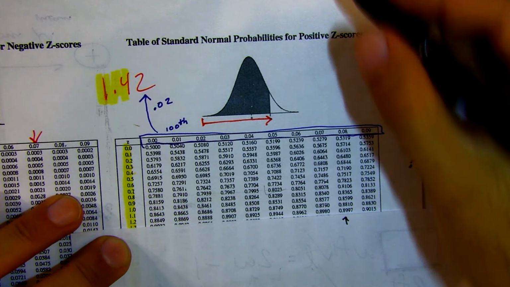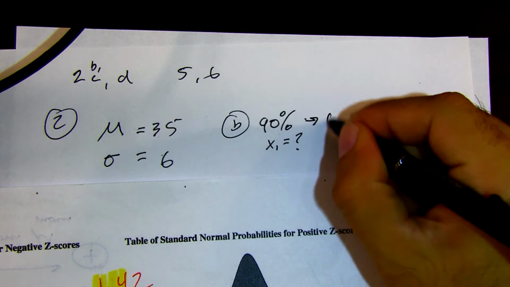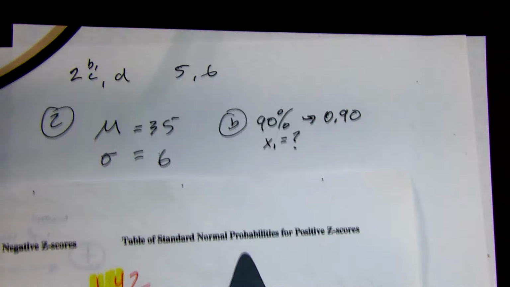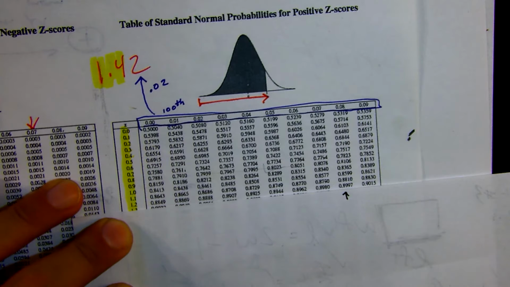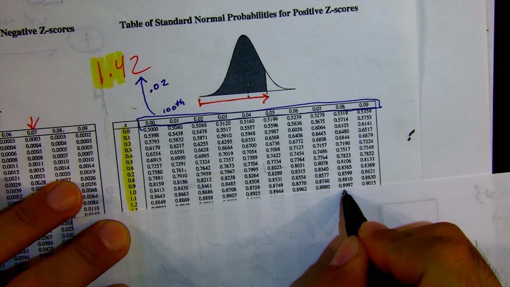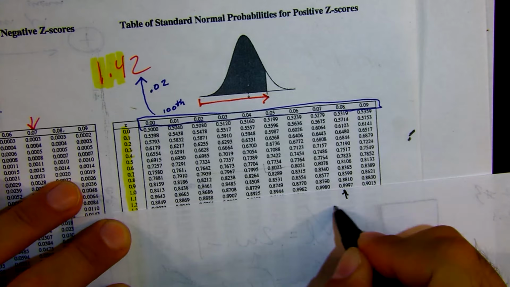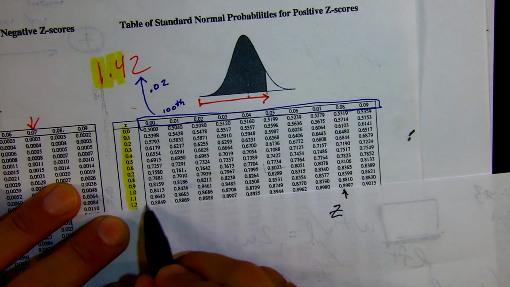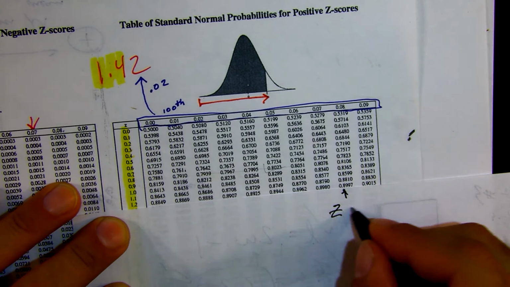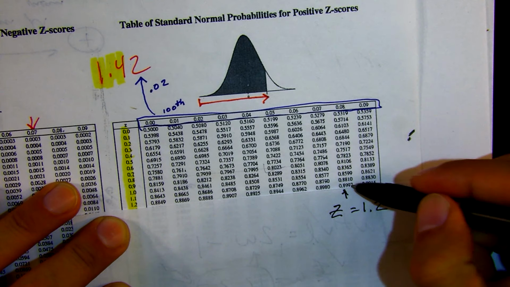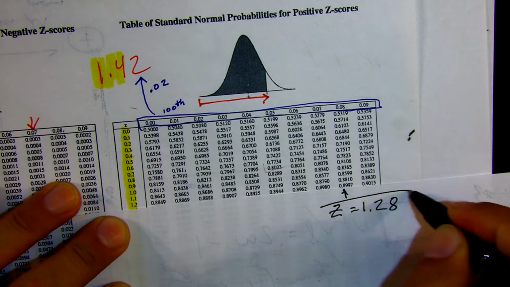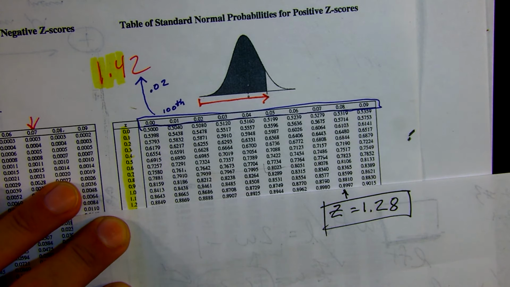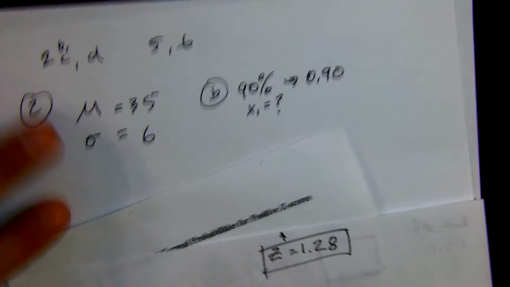Remember, the 90th percentile is 0.90. So when I went down here to look for the percentile, I can see real quick it's this. Now, what z-score does that give us? 1.2, and the hundredths place, 8. So we got the z-score.